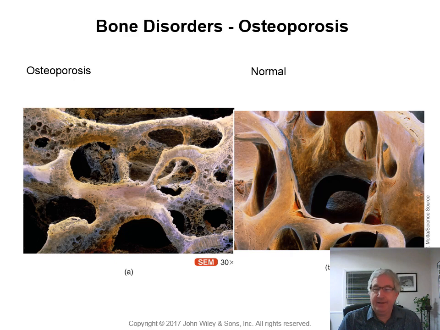Okay, let's talk. Since we're here, I like to always do "since we're here" kind of things. So we are here talking about bone, so let's talk about bone disorders. So osteoporosis. This is what osteoporosis looks like in a scanning electron micrograph, and this shows the holes that are being formed in bones.